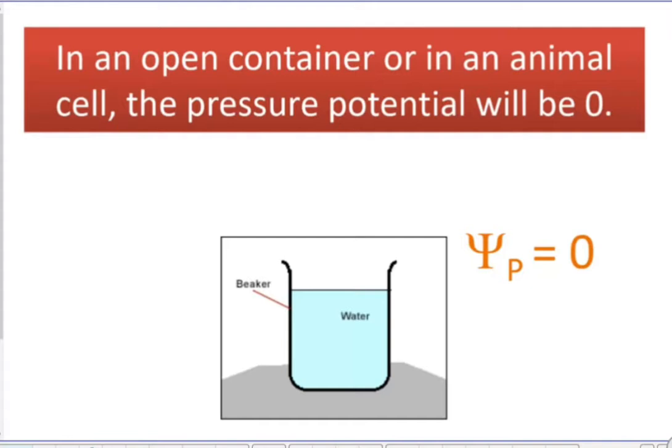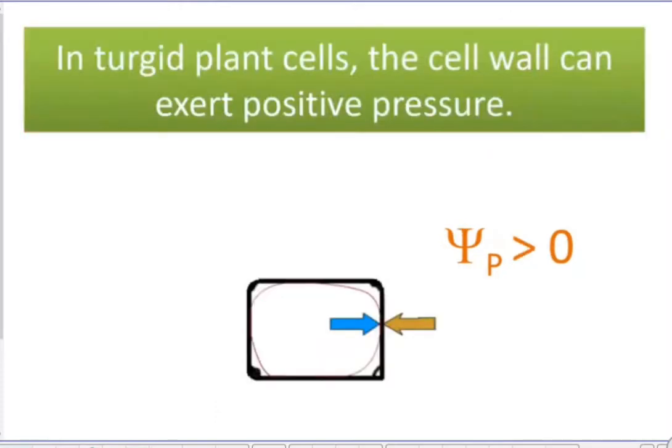due to the lack of the cell wall, the pressure potential is going to be 0. It won't always be directly given to you in the problem, but you can find it if you know that an open container will be 0.